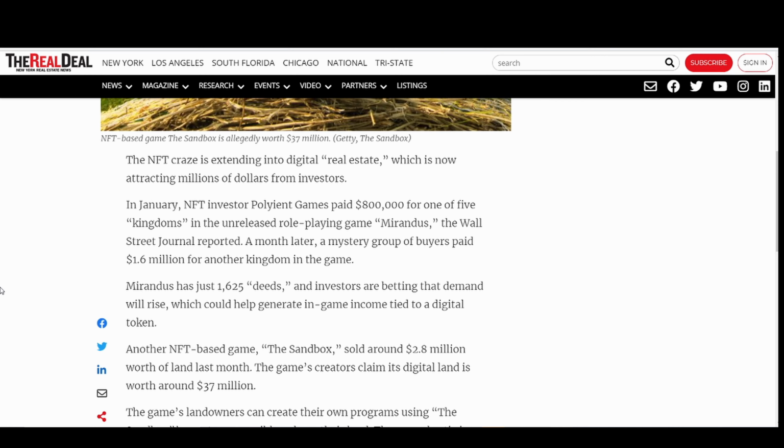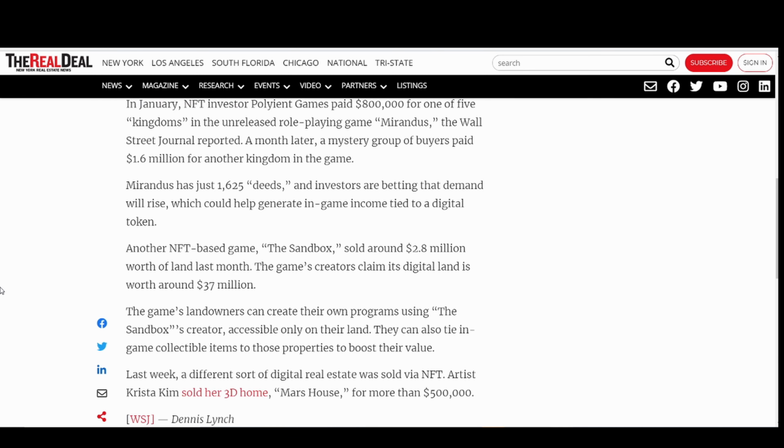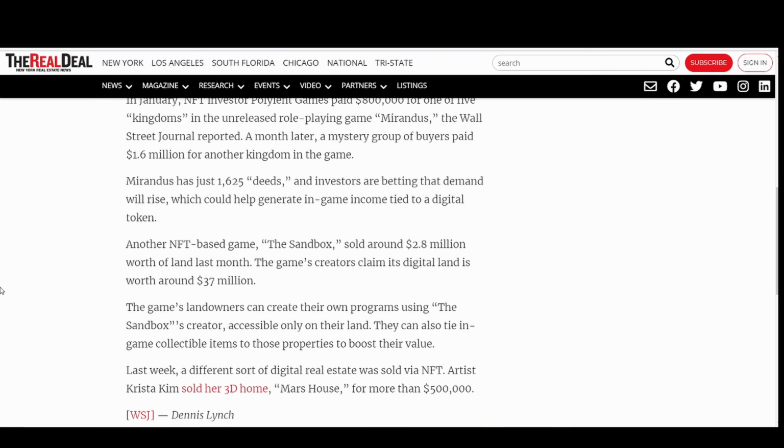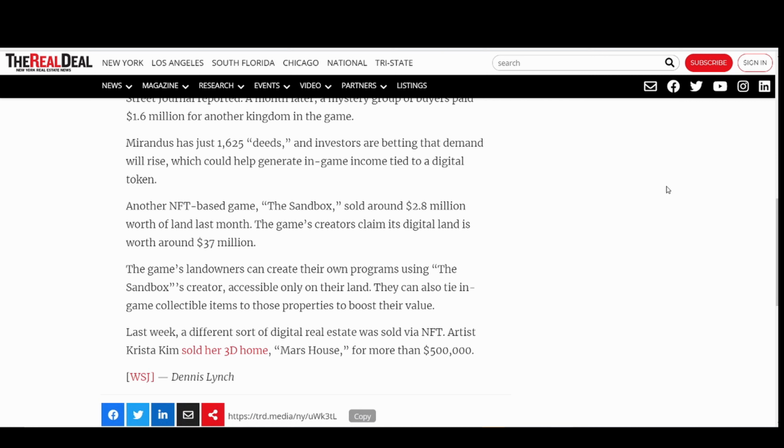So folks are buying kingdoms in these games. Someone paid 800 grand, another mystery group paid 1.6 million. Mirandus has just 1,625 of these, and investors are betting that demand will rise, which could help generate the in-game income tied to the token. So you're talking about in-game income. Now we have a situation where you tell your kid, Jimmy, get off the couch, you're playing games all day. You just never know, Jimmy might be in a situation where he's making some money. Another NFT-based game, The Sandbox, sold around $2.8 million worth of land just last month. The game's creator claims its digital land is worth $37 million.